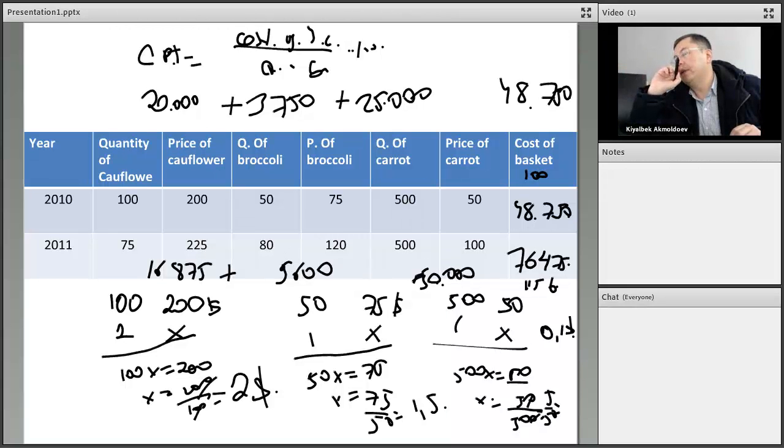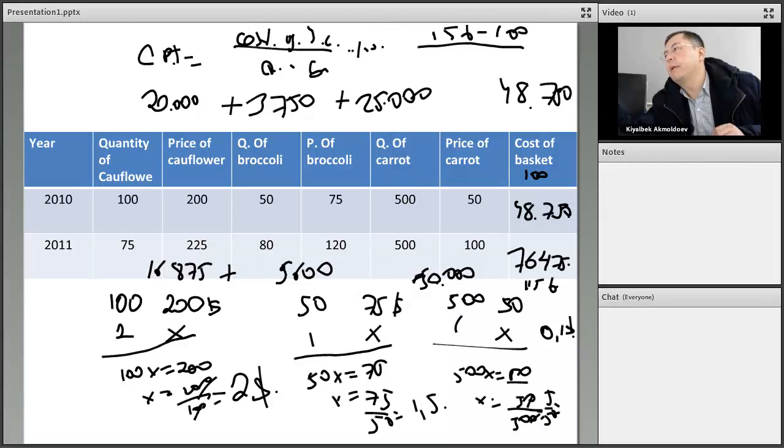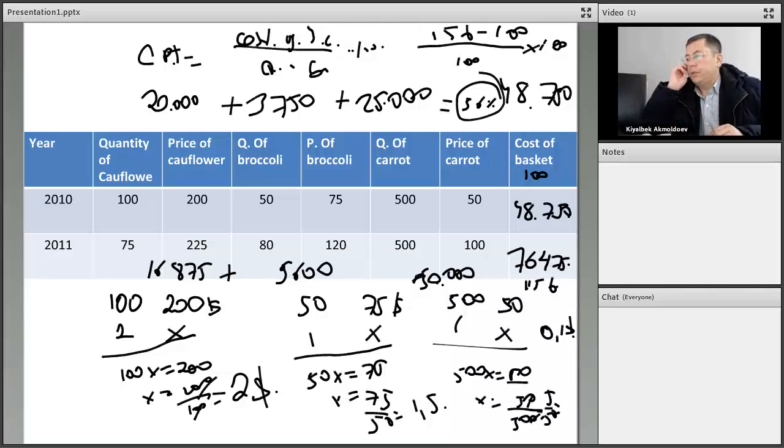How do we calculate the inflation rate? CPI 2, 156, minus CPI 1, 100, divided by CPI 1, 100, multiplied by 100. So this is going to be 56%. So inflation rate is 56%. So we have finished chapter 6, cost of living. Next week we will start from aggregate demand. I will see you next week. Goodbye.